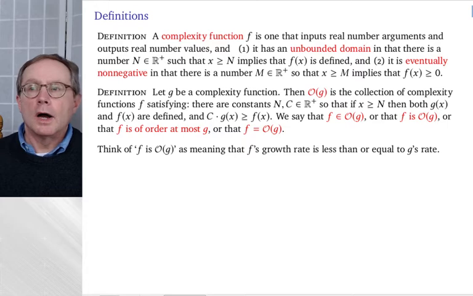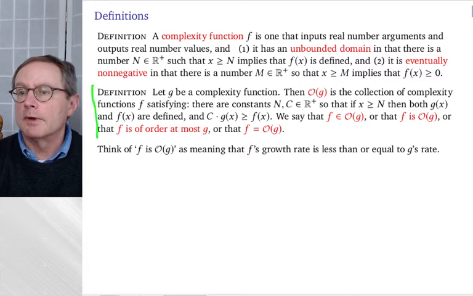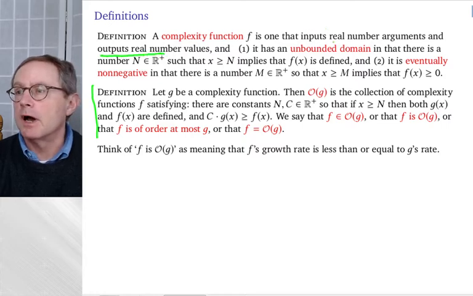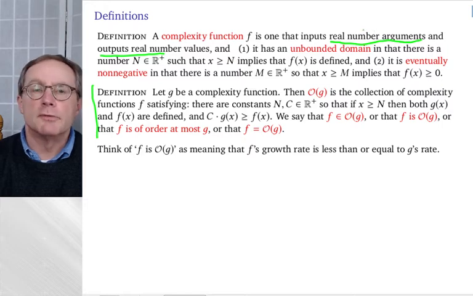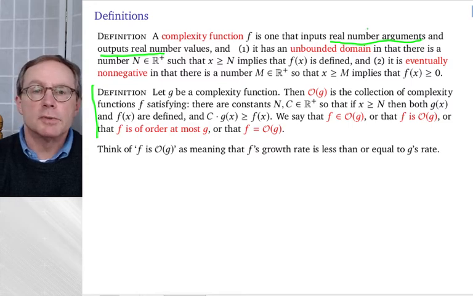Okay, so ready for a couple of definitions here. The critical definition is the one that is about big O. But in order to do this definition, I need the first definition. The key point here is that a complexity function is one that inputs real number arguments and outputs real number arguments. So the inputs and outputs are real numbers, not natural numbers. The key idea here is that a function is a complexity function if it's eventually non-negative.